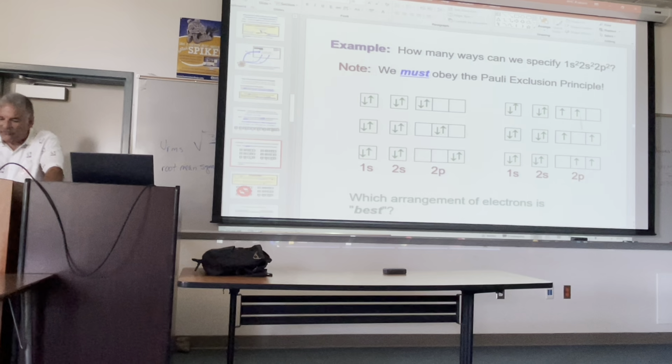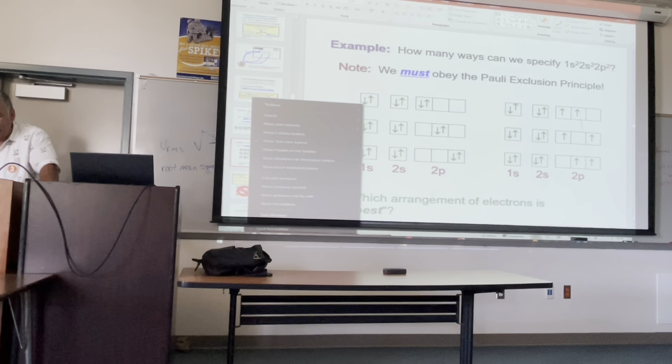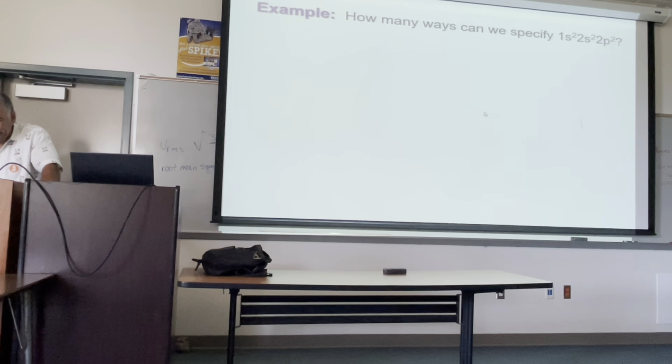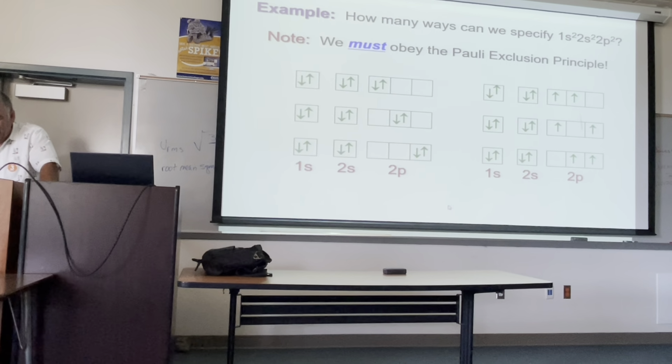So how many ways can we specify 1s2, 2s2, 2p2? Well, which arrangement is best? So we can pair them up in the top box, right here. We have to obey Pauli, right? So we're either going to pair them up or not pair them up. And we can't put more than 2 in there.